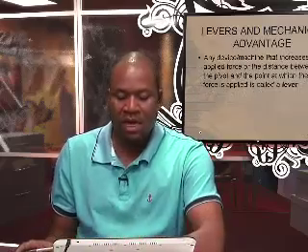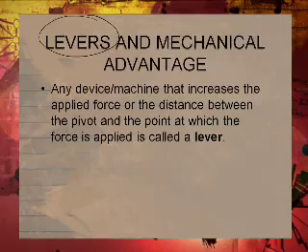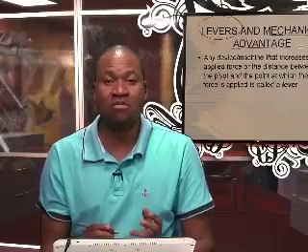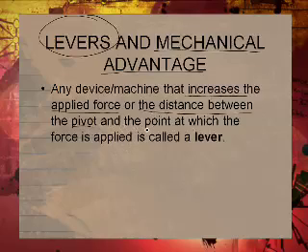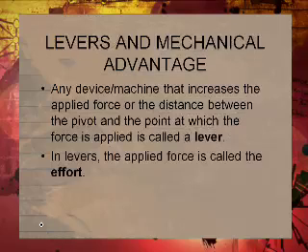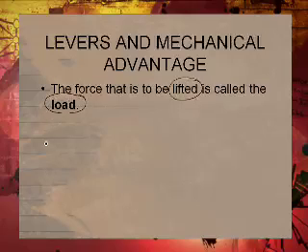Quickly looking at mechanical advantage. When we have levers, we have to know how effective those levers are, and to measure that we make use of mechanical advantage. Any device or machine that increases the applied force or the distance between the pivot and the point at which force is applied is called a lever. So that's what a lever is. In levers, the applied force is called the effort. That's very important to note. And the force that is to be lifted is called the load.